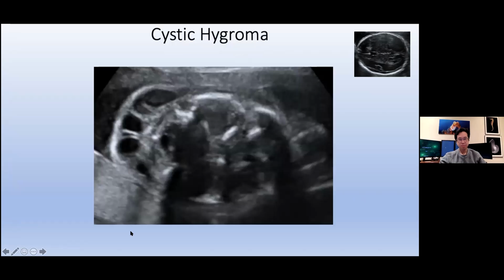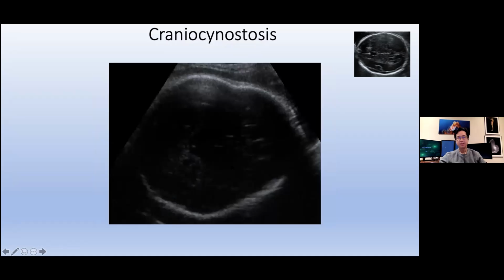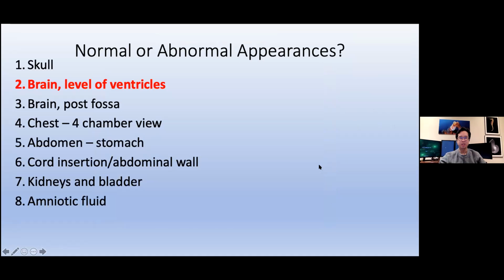Okay. Cystic hygroma, there's a multiloculated cystic structure in the nuchal region, right? So this is slightly below the level of the posterior fossa. You can see this multiloculated cystic thickening of the nuchal fold there. Here's craniosynostosis. So we're not seeing that normal skull suture that we're expecting to see. The skull shape is also abnormal here. It's not that smooth, rugby ball shaped structure that we are expecting.